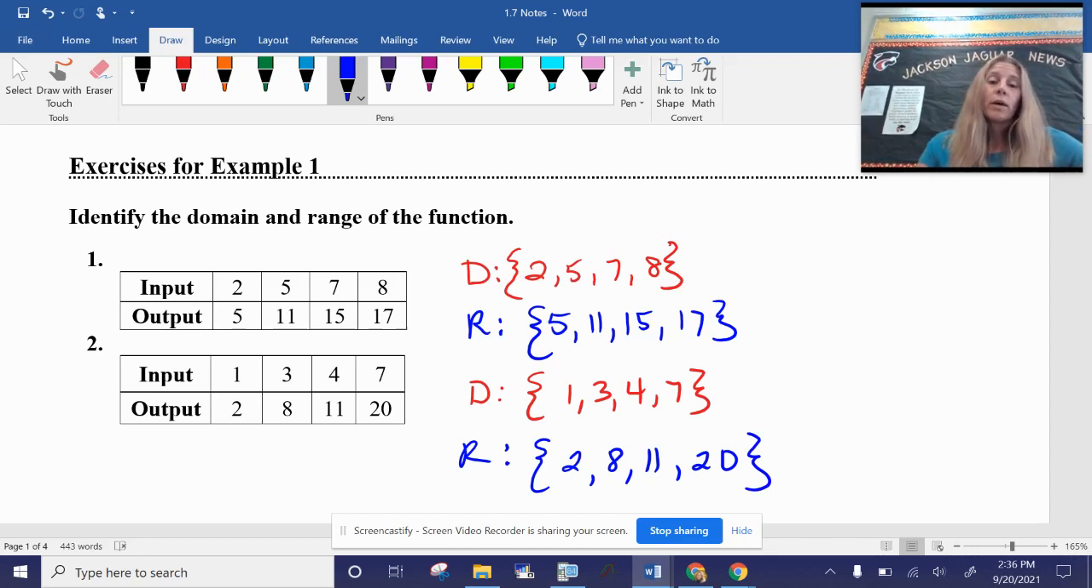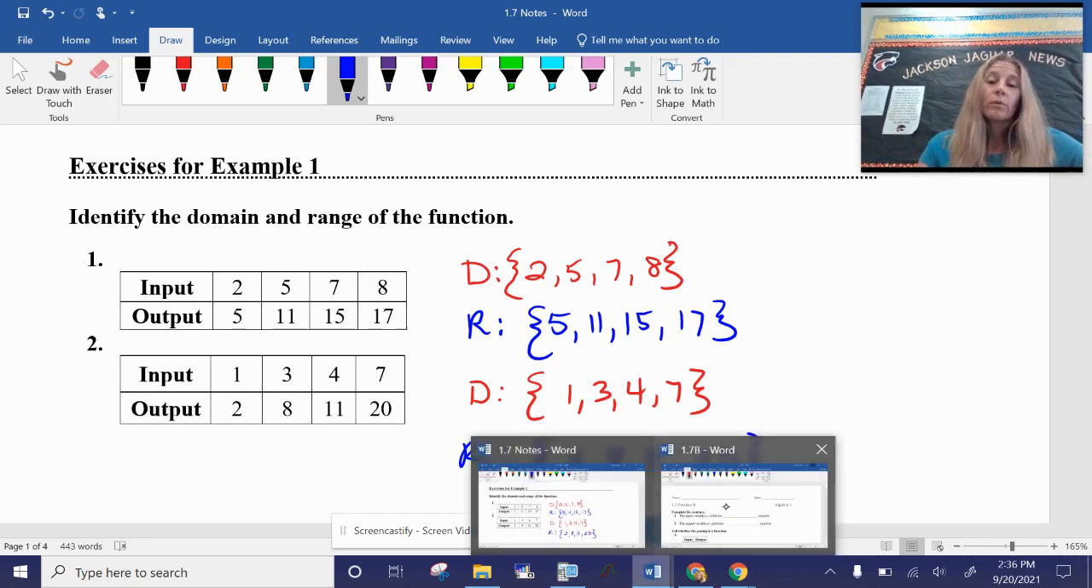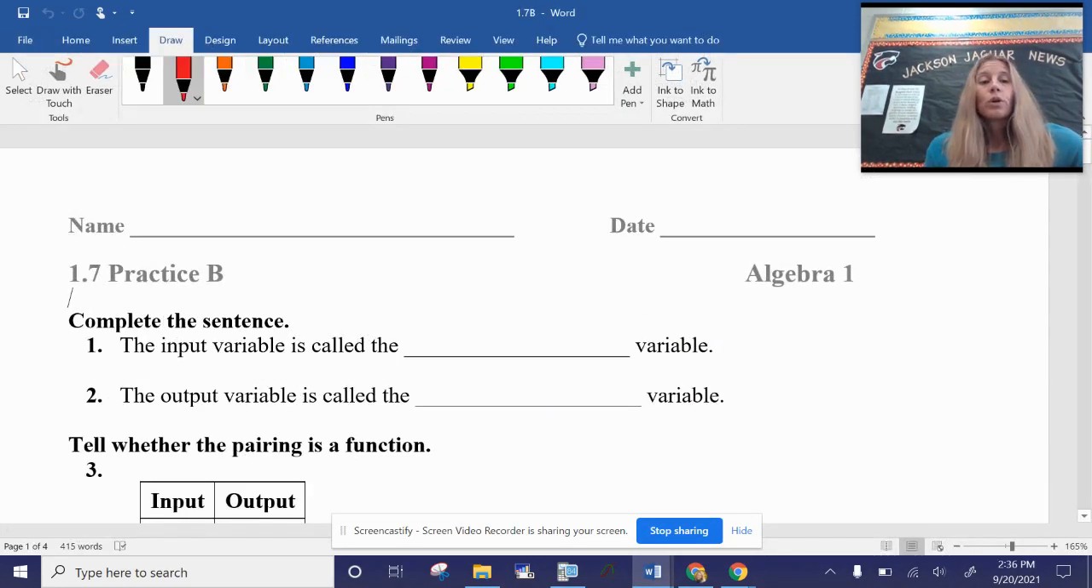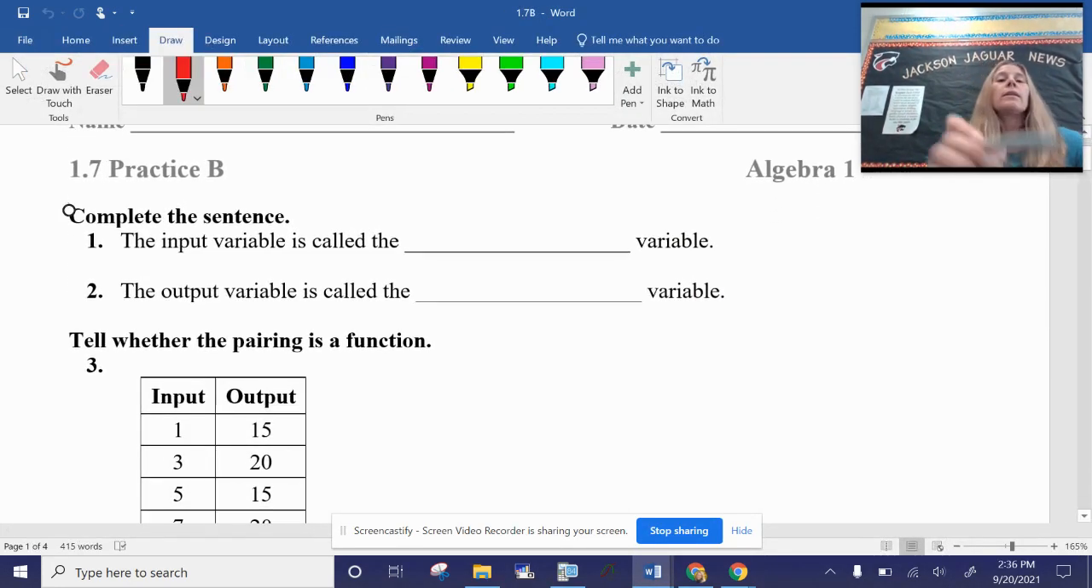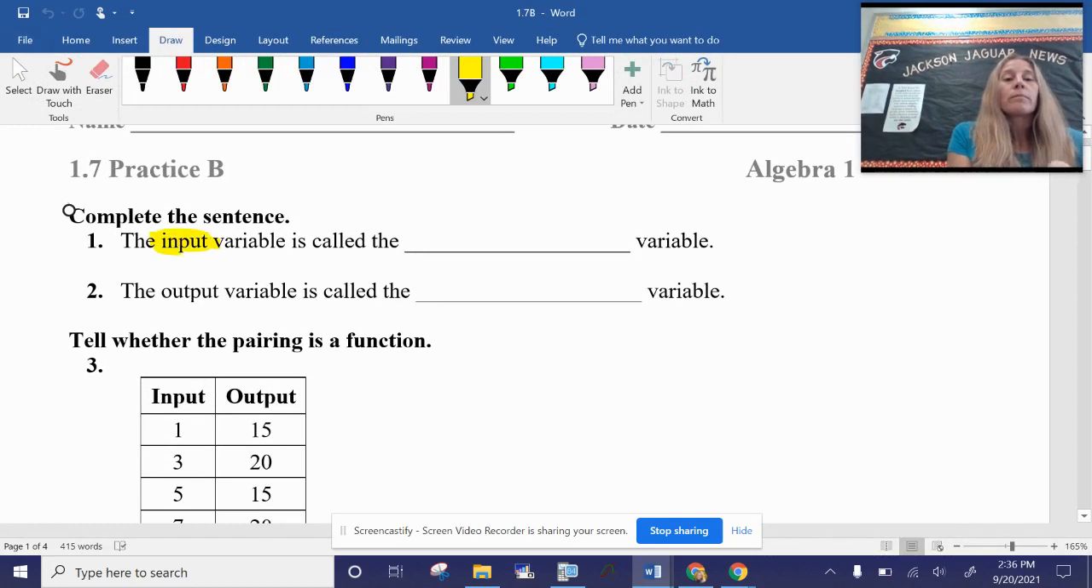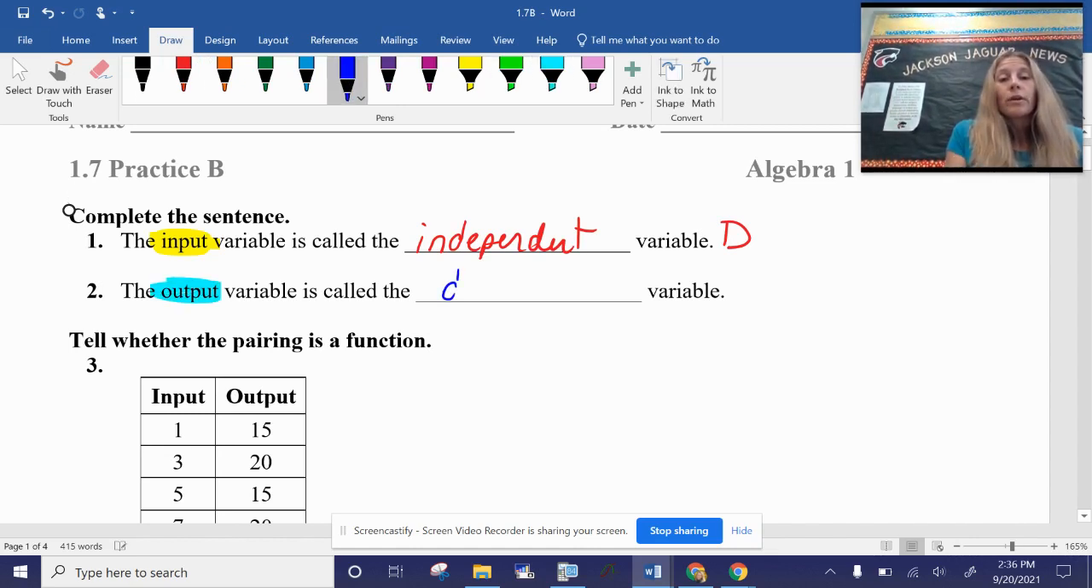Before we move on, let's talk about a couple things here. Just to reiterate, the input value is called the independent variable, and that's your domain. And then the output variable is called your dependent, and that is your range.